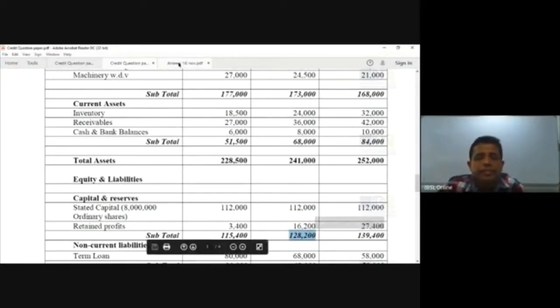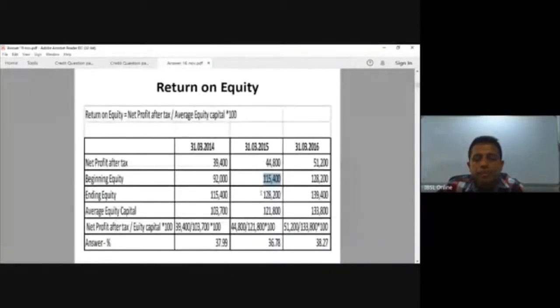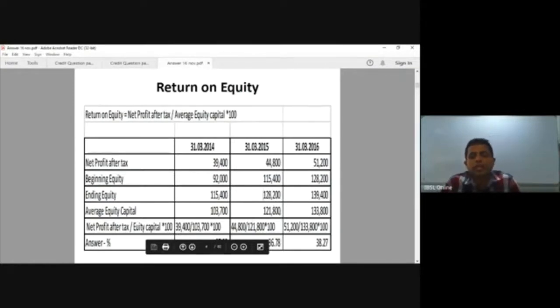Right. I am putting that figure here, and take the addition of these two and divide it by 2. Then you have your average equity for 2015. Very easy to understand and easy to calculate if you know the logic well. If you take into account the correct point, it will be very easy to understand and calculate.